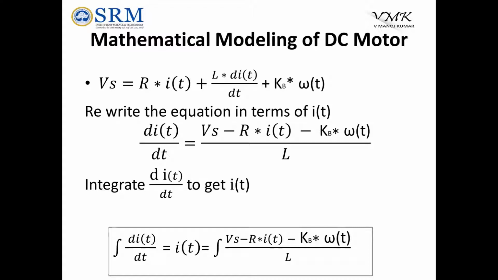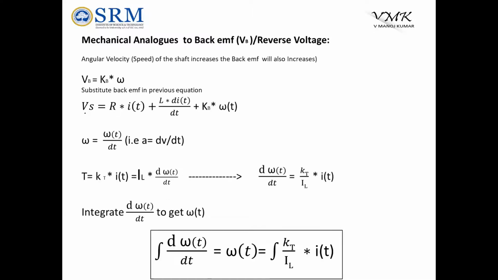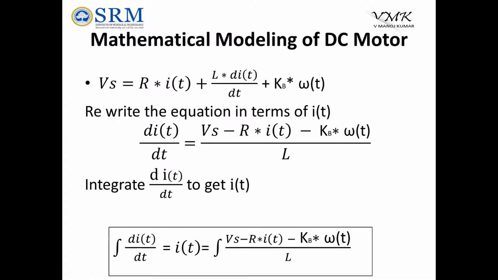So what is my ultimate requirement? Everywhere I was having an I of t, is it or not? I need I of t. I of t is the current produced. So how to find the I of t? Keeping your I of t in one component and the remaining in the other component, what am I going to do?